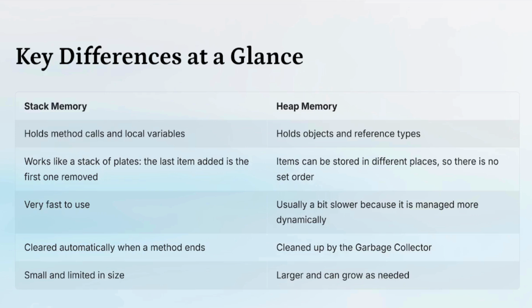Now, if we talk about speed, stack is very fast because everything is simple and organized here. Heap is a bit slower since it has to manage things more flexibly. And if we talk about cleanup, stack is easy because as soon as the method finishes, it clears automatically. But heap is different. It uses the garbage collector to remove unused objects. Okay. And finally, size. Stack is smaller and limited. Heap is bigger and can grow when needed. Okay. So overall, stack is quick and temporary, and heap is flexible and used for storing objects.